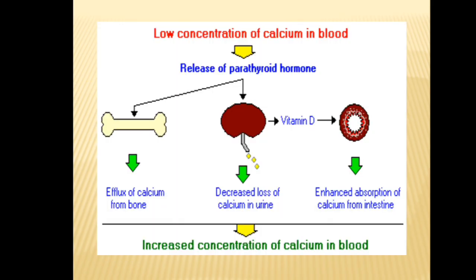So basically, how does the body work? If there is low calcium in the blood, then the parathyroid gland releases parathormone, and then there is efflux of calcium from the bone, decreased loss of calcium in the urine, and also increased absorption of calcium from the intestine, and in this way it increases the concentration of calcium in the blood.